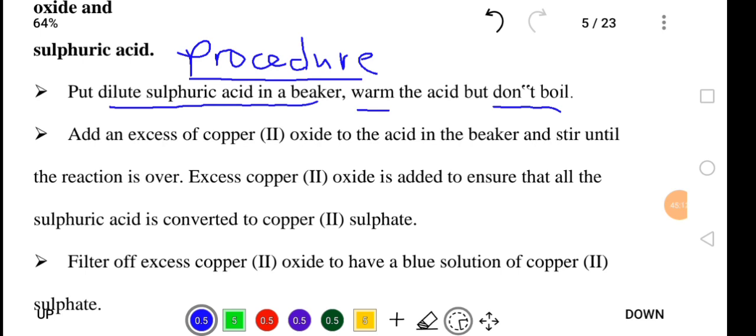That's the reason why we need to warm that acid, so that when we add an insoluble metal oxide to that acid, that insoluble oxide is going to dissolve because of the increased temperature. Now, upon dissolving copper 2 oxide, we have free ions that are going to be moving, and when they are moving, they are going to react at the end.